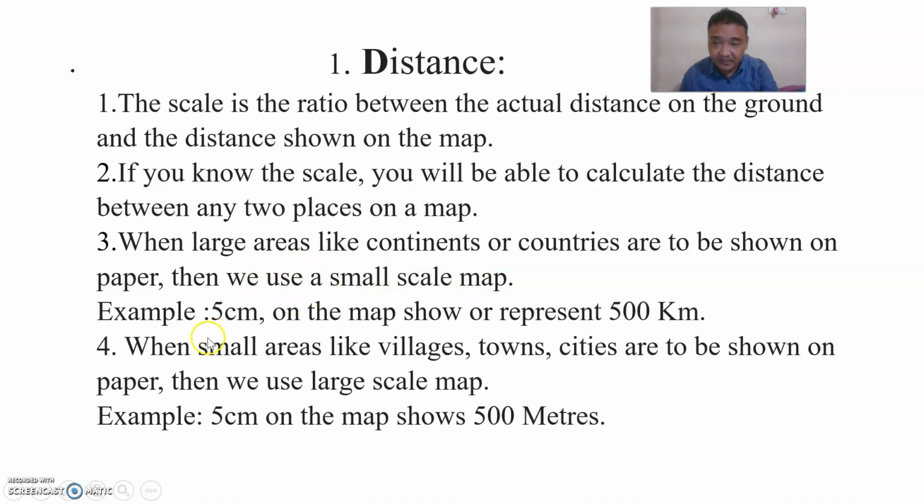That is the small scale map. When a small area like a village, town or city is shown on paper, we use the large scale map. For example, 5 centimeters shows 500 meters: 1 centimeter is 100 meters, 2 centimeters is 200 meters, and 5 centimeters is 500 meters. The small scale, sorry, the large scale shows small distances.